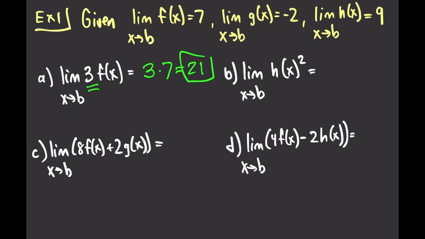Part B, the limit of h of x squared as x approaches b. Well, here's the limit of h of x as x approaches b. That's 9. So you guessed it here, we're just going to square that. That gives me 81.